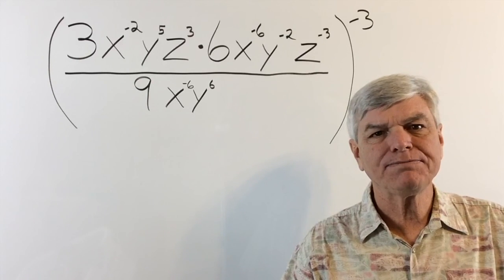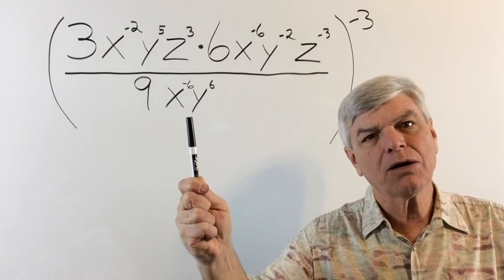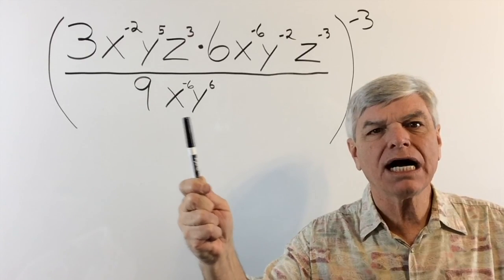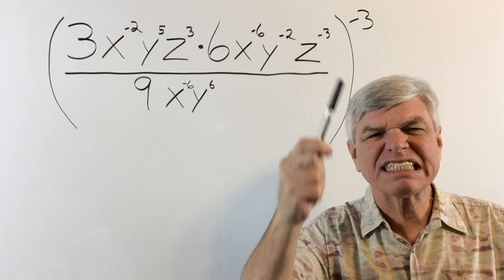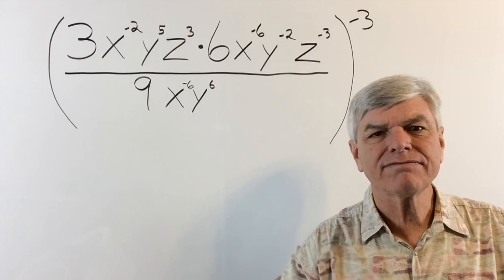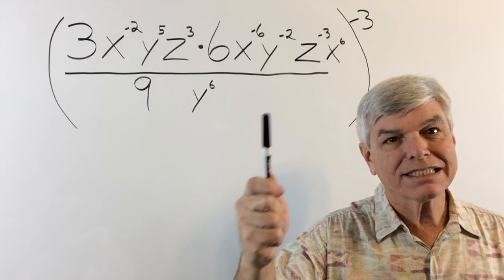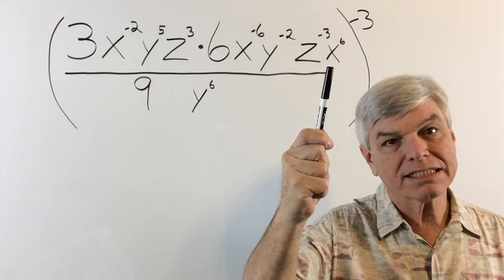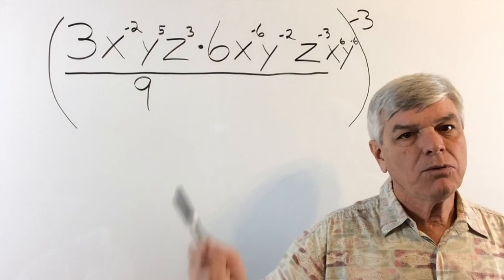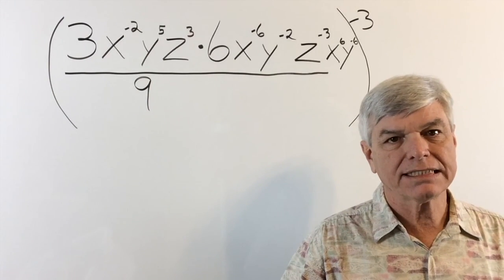But anyways, we have these 2 variables. They need to go upstairs. And so let's take them one at a time. And I'm going to bend this parentheses out a little bit more so that we have more room. Let's bring the x up first. And x to the negative 6 is going to become x to the positive 6 when we bring it upstairs. And y to the positive 6 is going to become y to the negative 6.